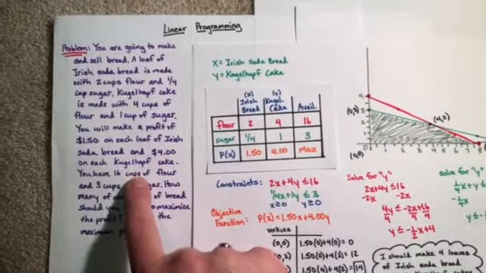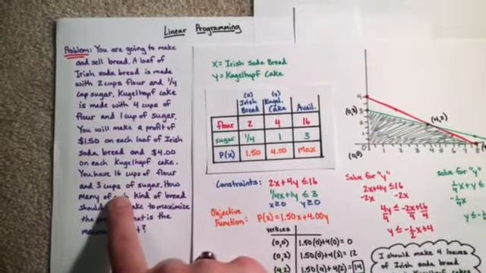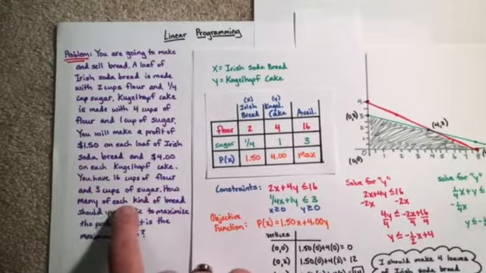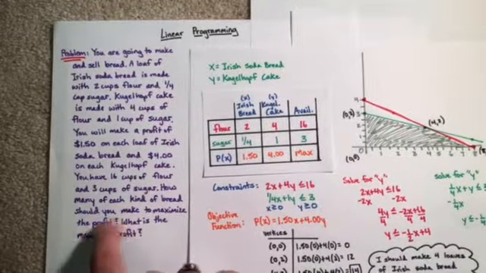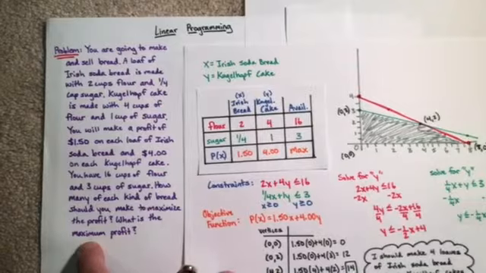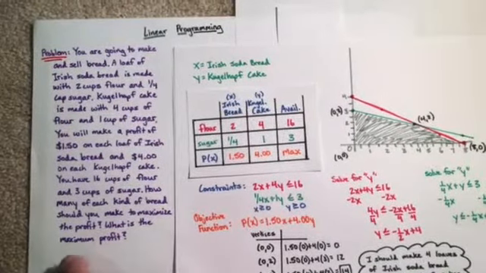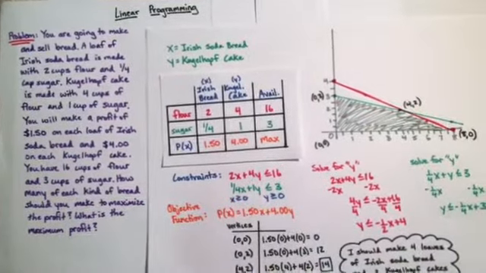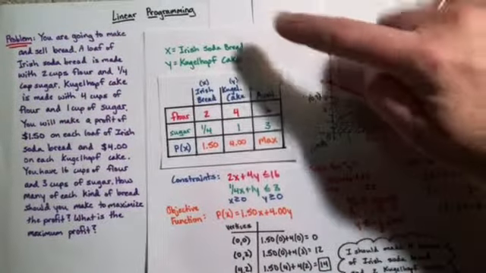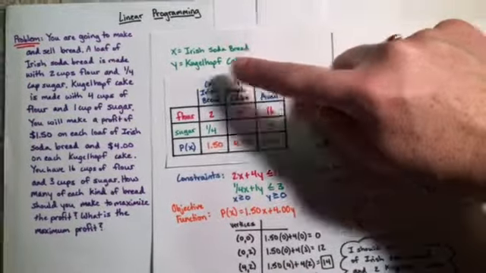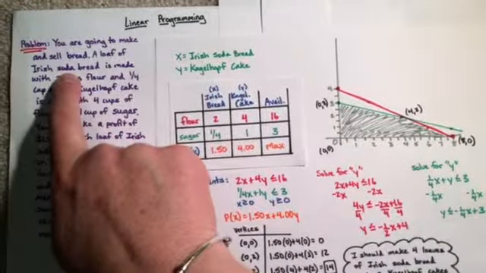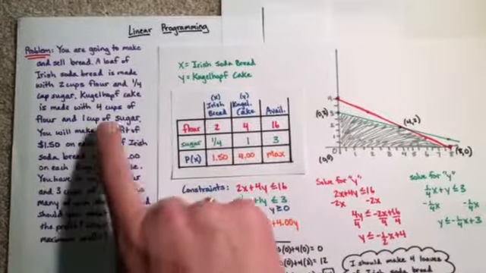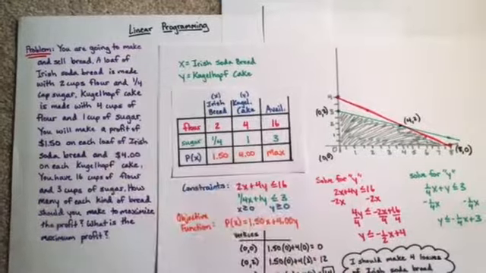But we only have 16 cups of flour and 3 cups of sugar. We need to know how many of each kind of bread you should make to maximize the profit, and what is the maximum profit. So I organized everything over here. I decided that X is going to be my Irish soda bread, Y is going to be the Kugelhof cake. Just simply because they gave me Irish soda bread first, I put that as X, and Kugelhof cake was second, I put that as Y.